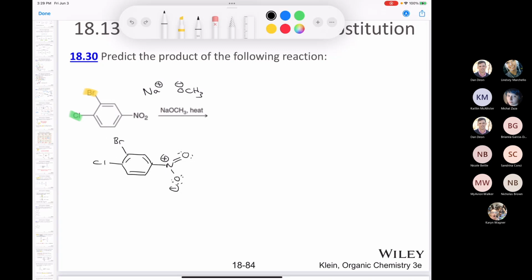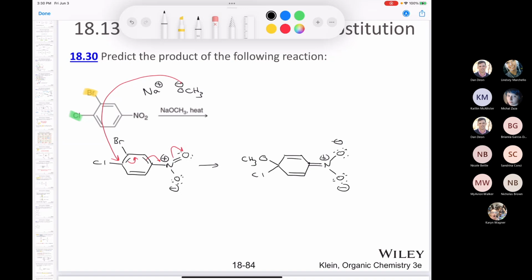Let me get my red pen. So our nucleophile is going to attack this carbon right here. What's going to happen? Those electrons are going to go all the way down to the nitro group. And we're going to end up with this intermediate where we have our methoxy group and our chlorine attached here. Now we've got the negative charge delocalized way down into that nitro group.